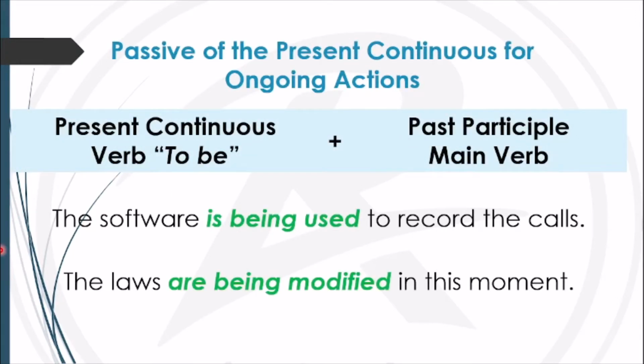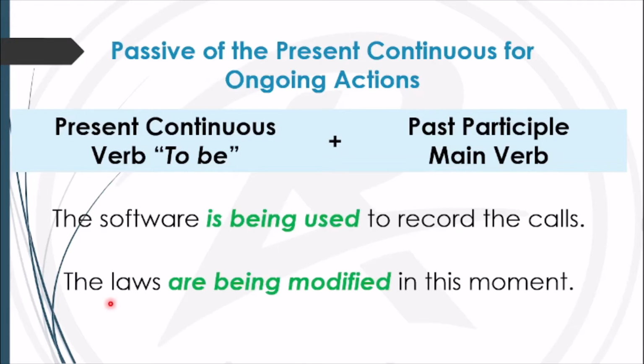As for example, we have the passive of the present continuous for ongoing actions. That is the present continuous of the verb to be plus the past participle of the main verb. For example, the software is being used to record the calls. In this example, we have the present continuous of the verb to be, is being, and the past participle of the main verb, used.